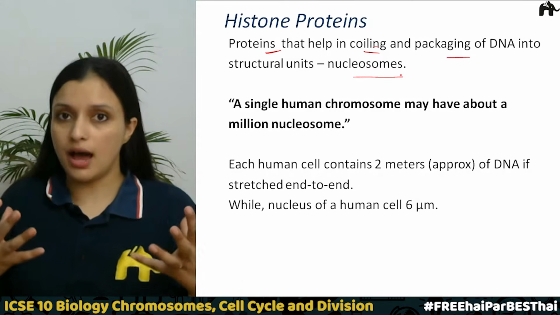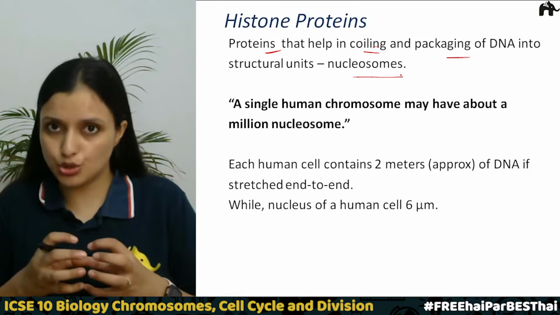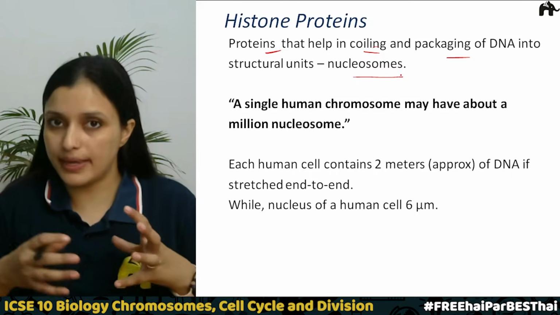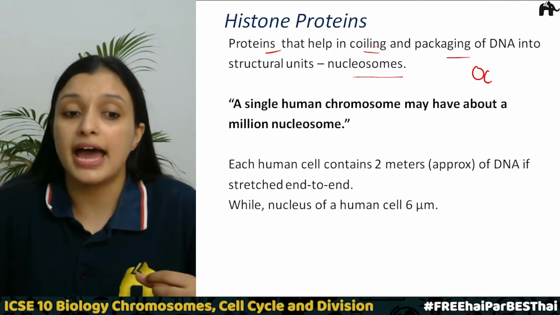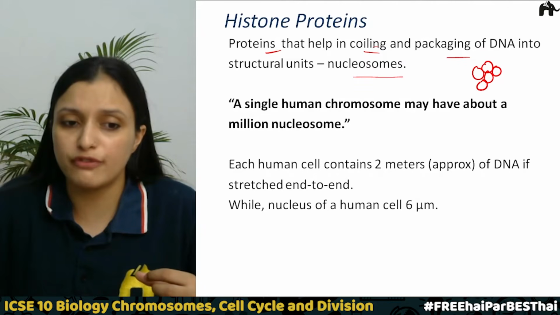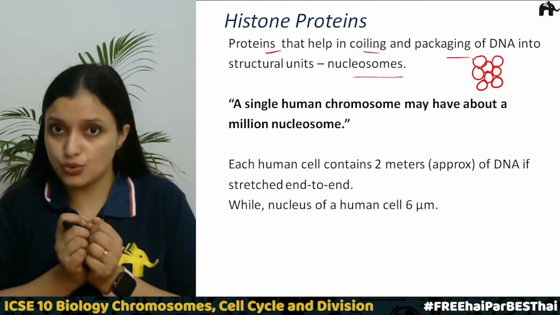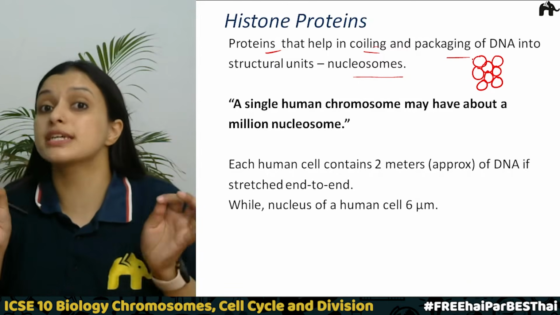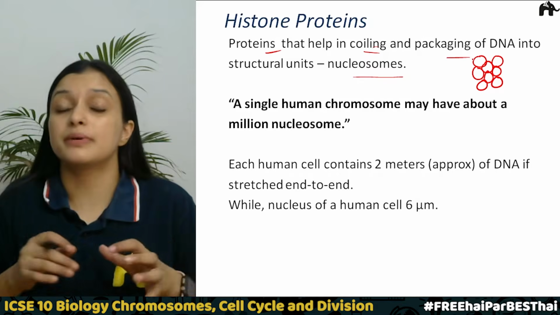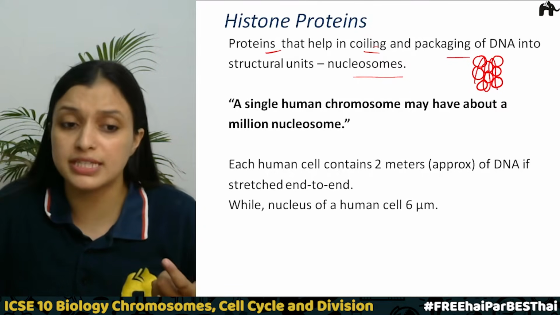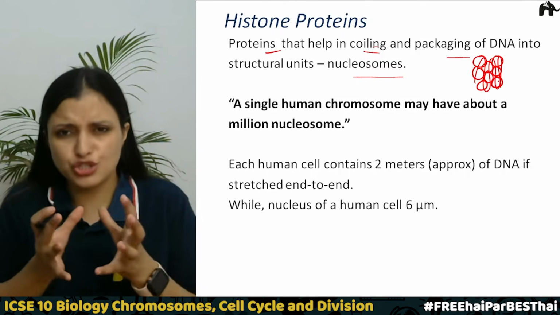There are eight histones which join together, and what do they form? So these are 4, 5, 6, 7, and 8. These 8 histones form the histone octamer, and this octamer has the DNA molecule coiled around it, and it helps in packaging of this DNA.